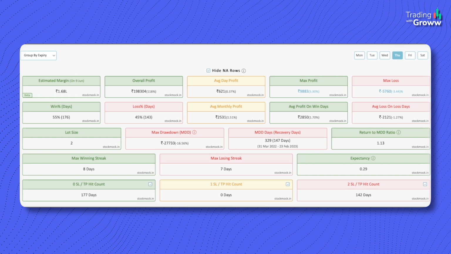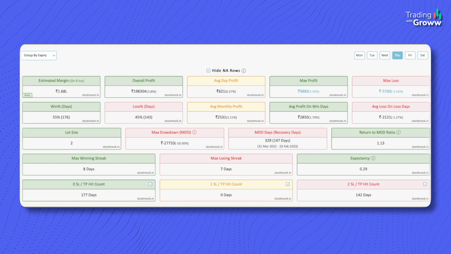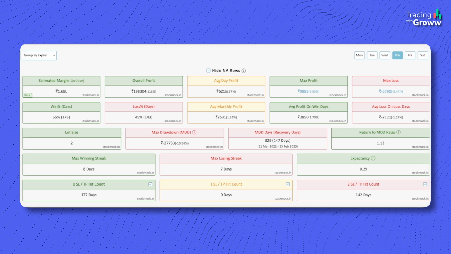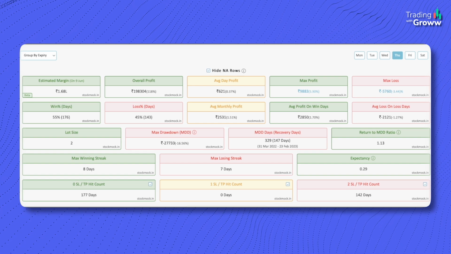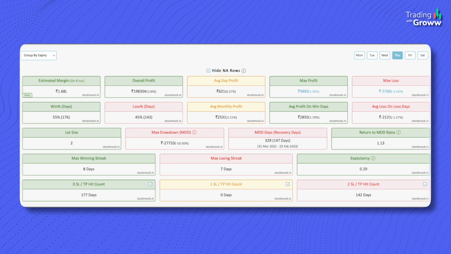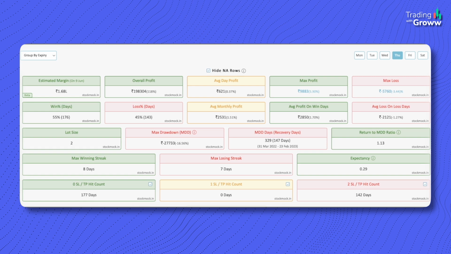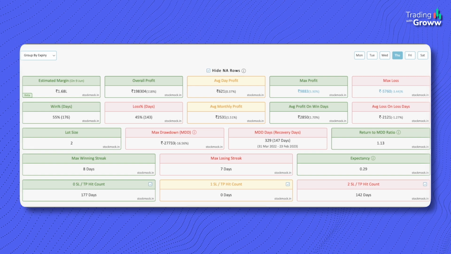And the average profit per expiry is almost 600 rupees, and maximum profit is around 10,000, and maximum loss is around minus 6,000, and winning accuracy is almost 55%. And the good part is the maximum drawdown is only 27,000 rupees. So it's very, very less compared to trading on all days.